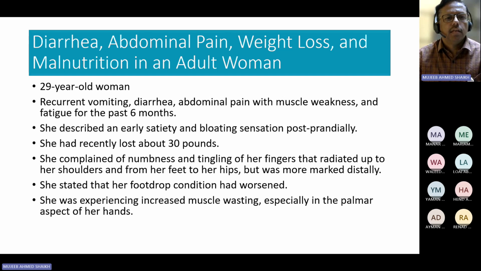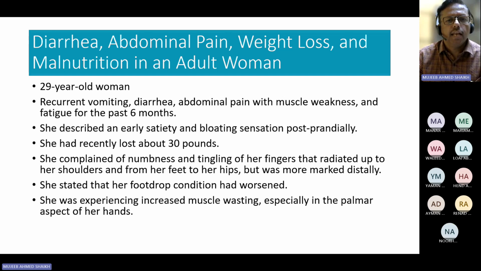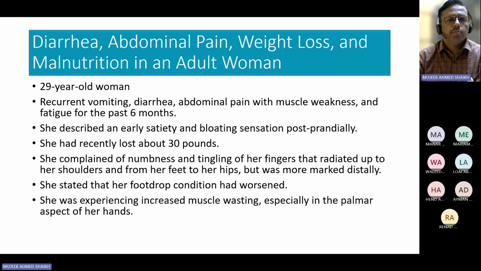Postprandially, after the meal, she had recently lost 30 pounds. She complained of numbness and tingling in her fingers, radiating up to the shoulders, and also in the feet and hips, but more marked distally, in the distal parts of the body. She stated that her foot drop had worsened. There is a history of foot drop and it has worsened now. She was experiencing increased muscle wasting, especially in the palmar aspect of her hand.